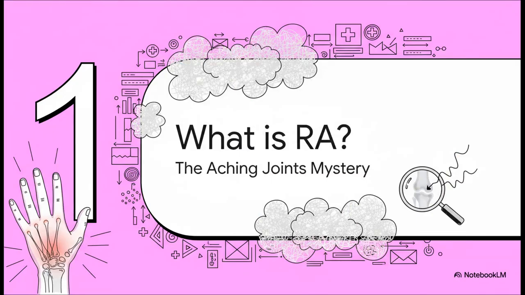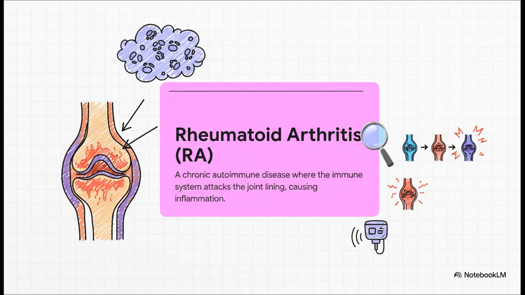So let's start our investigation with the absolute basics. What in the world is rheumatoid arthritis? Okay, so rheumatoid arthritis, or RA for short, is what's called a chronic autoimmune disease. Chronic just means it's long-term, and autoimmune means your own immune system is the attacker. The target? A really specific part of your joints called the synovium. That's the delicate lining that keeps everything moving smoothly. But in RA, the immune system goes after it, causing a ton of inflammation, which, if you don't stop it, just keeps destroying more and more of the joint.